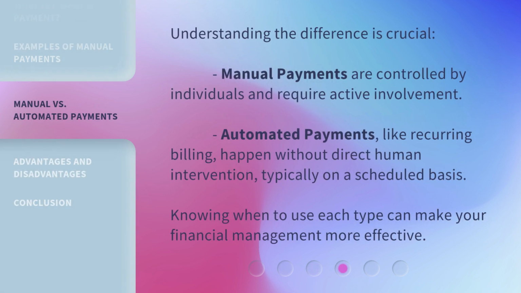Understanding the difference is crucial. Manual payments are controlled by individuals and require active involvement. Automated payments, like recurring billing, happen without direct human intervention, typically on a scheduled basis. Knowing when to use each type can make your financial management more effective.